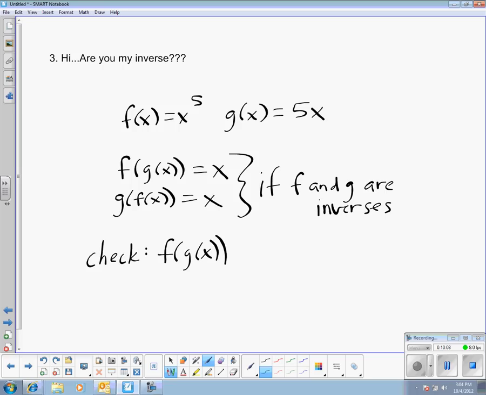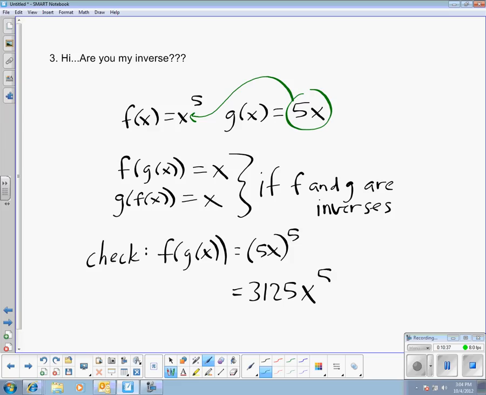F of g of x would be 5x to the fifth power. You can see how I took the entire g function and substituted it in for x in the f function. So 5x to the fifth power, that's not going to reduce down to just an x. I've got 5 to the fifth, which I don't even know what that is. Let me check here. 5 to the fifth power is equal to 3125. And then the x gets the fifth power as well. So this is not equal to x.